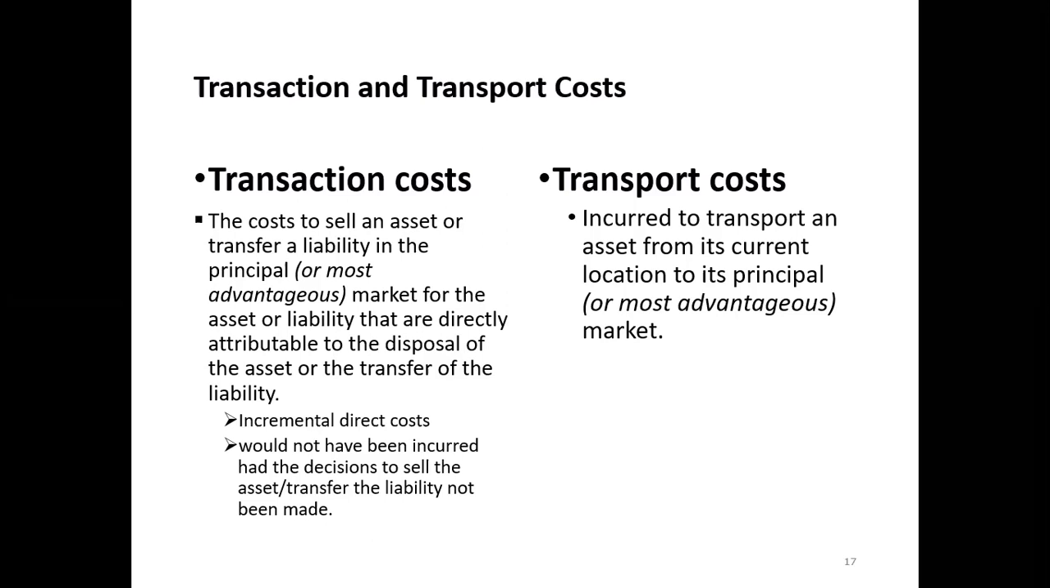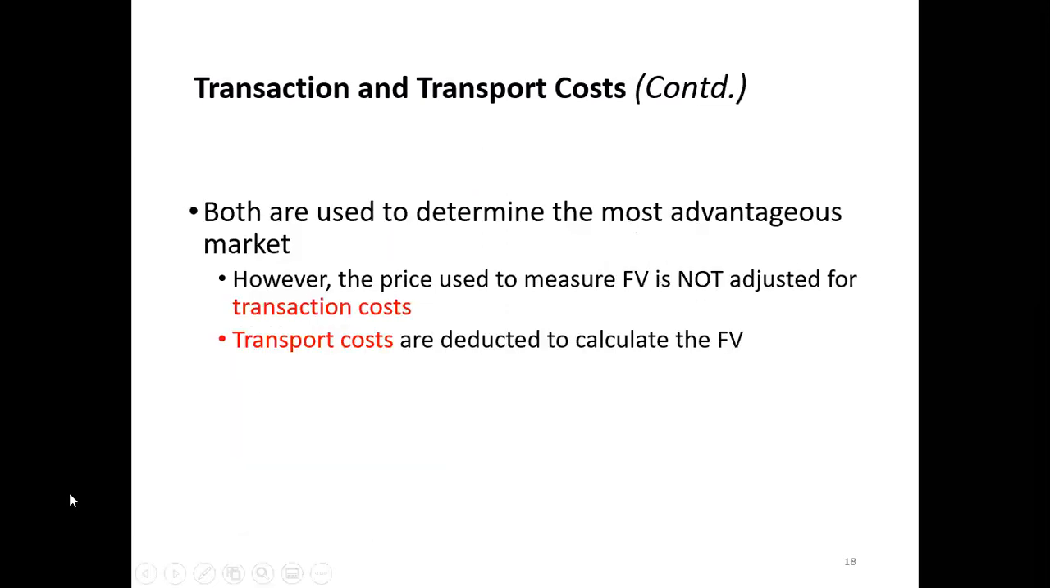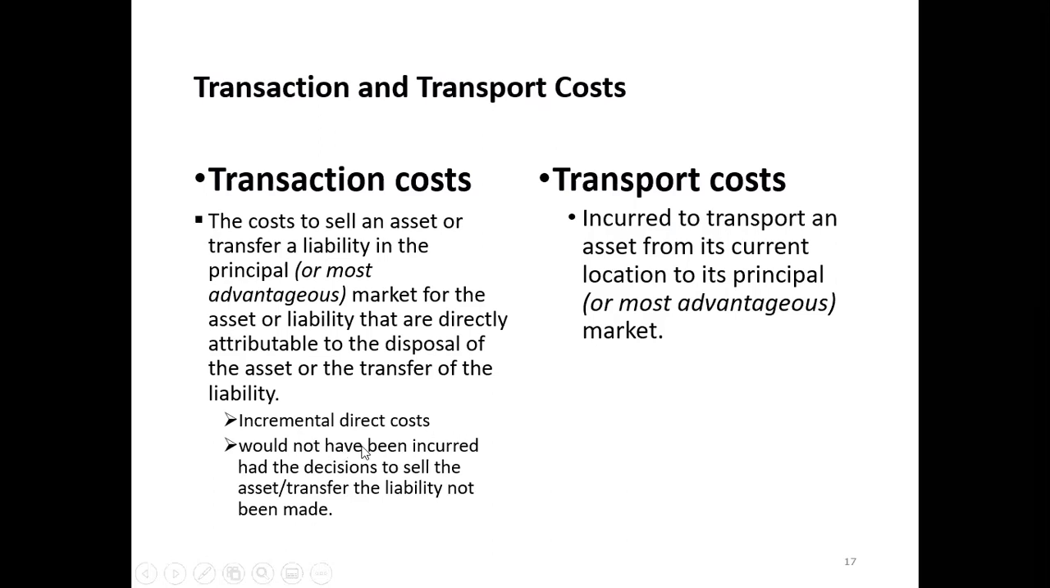So you might find that to enter into a transaction in some markets, you need to pay a particular price, a particular commission, a particular kind of tax, or stamp duties. Likewise, certain transaction costs are associated. So it is a kind of incremental cost. If the transaction is not there, the cost is not there. If the transaction is there, the particular cost is there. That's why we call it the incremental direct cost. It would not have been incurred had the decision to sell the asset or transfer the liability not been made.